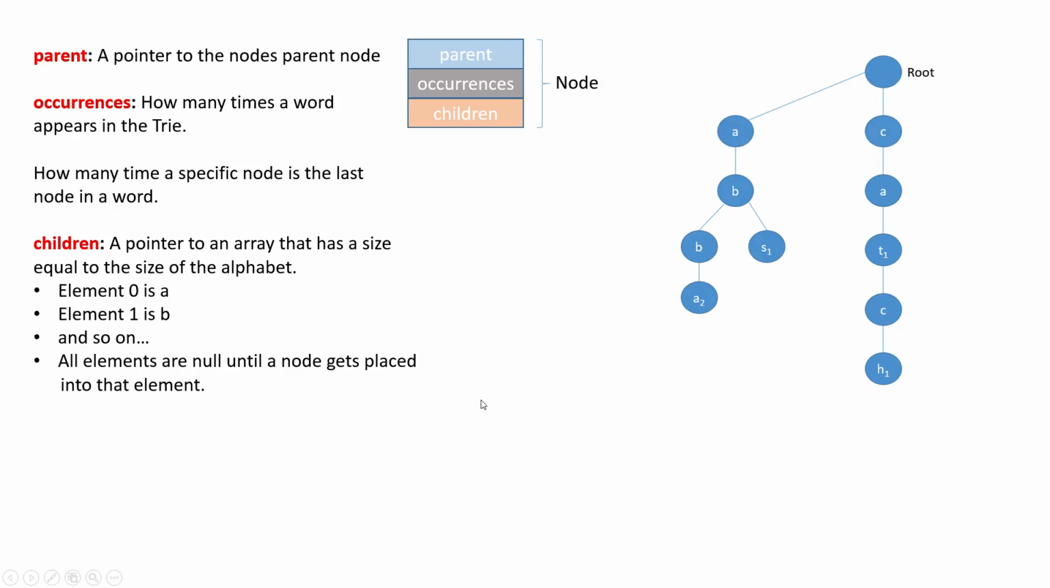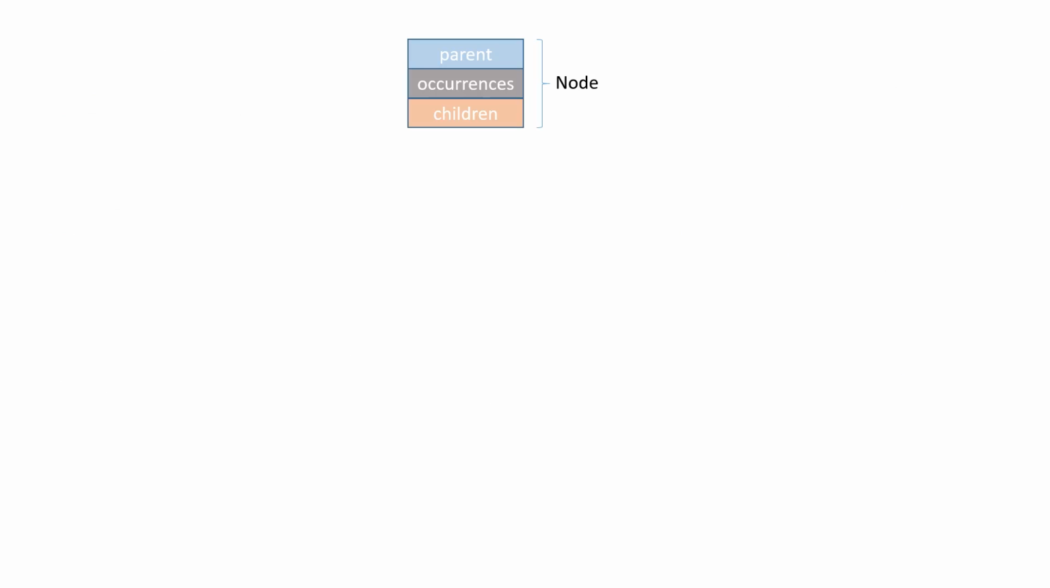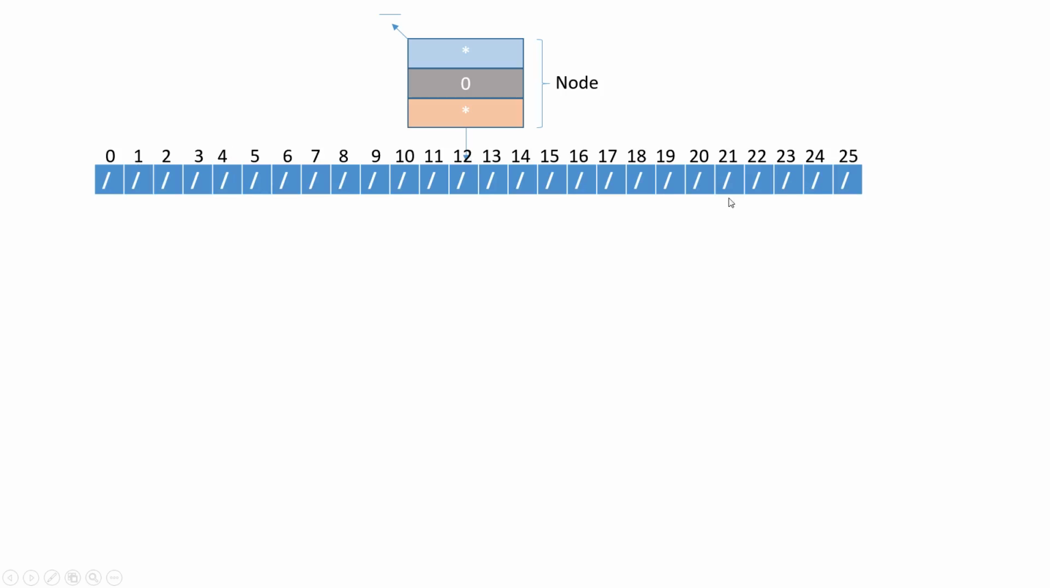And we're going to represent all this right now on the screen. So we have our node, and the first thing we're going to do is set parent. We're going to set parent to null because we don't know what the parent is yet. Occurrences, well, we haven't reached the end of a word, so occurrences will be initially set to 0. And children would be an array of size 26, 0 through 25. 0 represents A, 1 represents B, and so on. And there we go. That's what our node looks like.